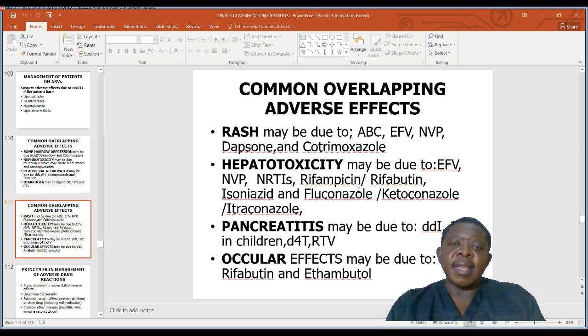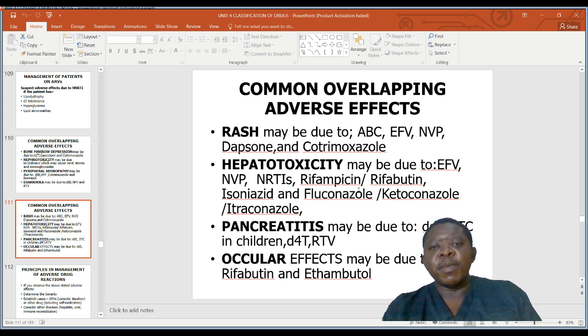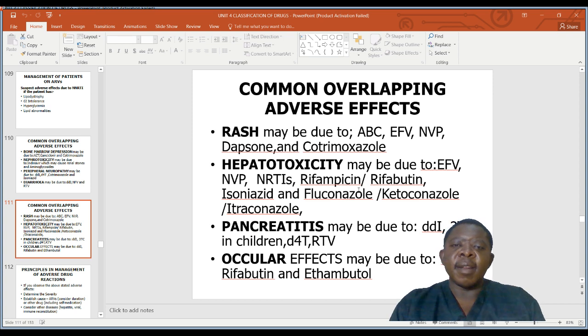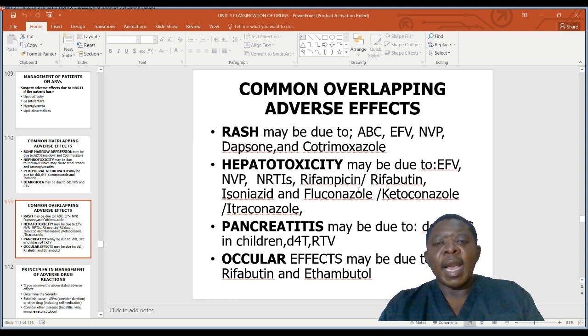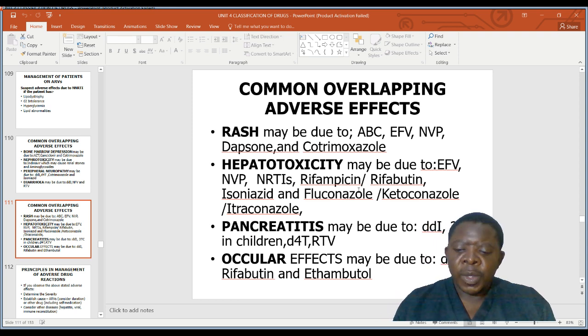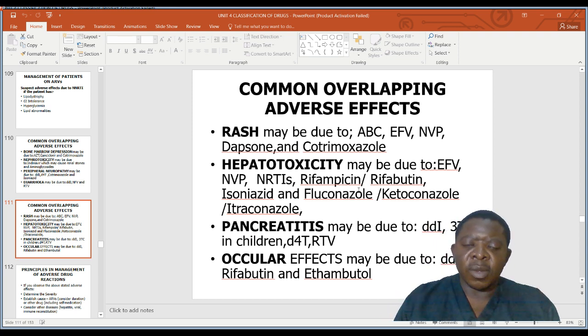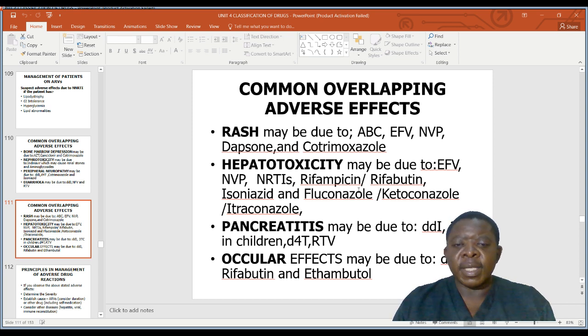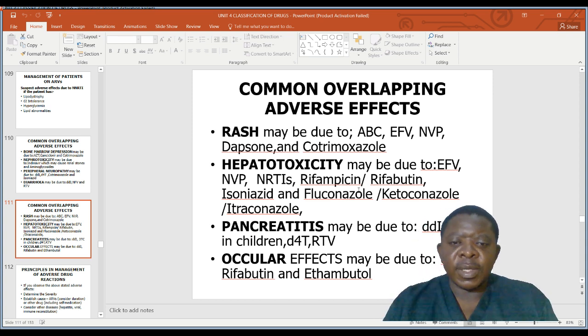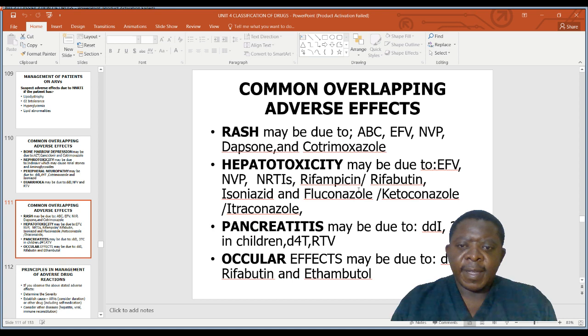Then other overlapping side effects include hepatotoxicity, which may be due to efavirenz, nevirapine, NRTIs. Then it can also be due to rifampicin, isoniazid, fluconazole, itraconazole, or ketoconazole. So these may cause hepatotoxicity. Pancreatitis, this may be due to didanosine, D4T in children, or ritonavir. Then ocular effects, these may be due to didanosine, rifabutin, and ethambutol.